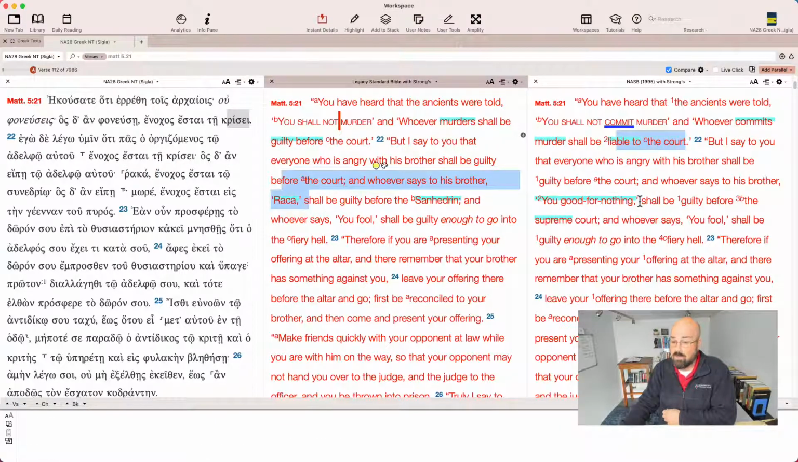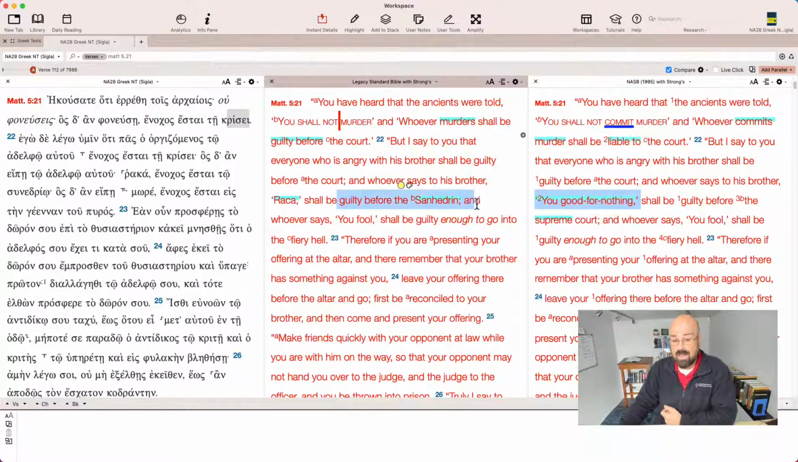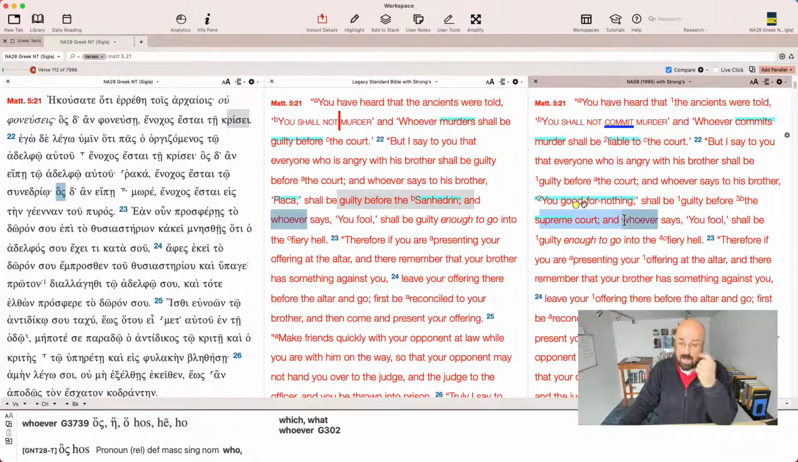And here's another one where you've got a rendering of the Aramaic directly, so again requiring more work of you as a reader than even the New American Standard: shall be guilty before the Sanhedrin, not the Supreme Court. Now again, most English translations, when they look at passages like this, are going to make it easy for you as a reader to understand what's being said.